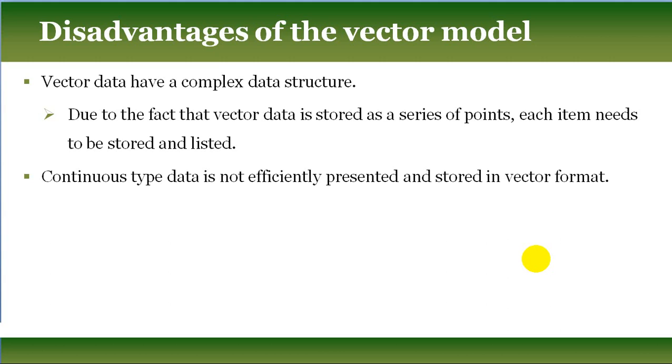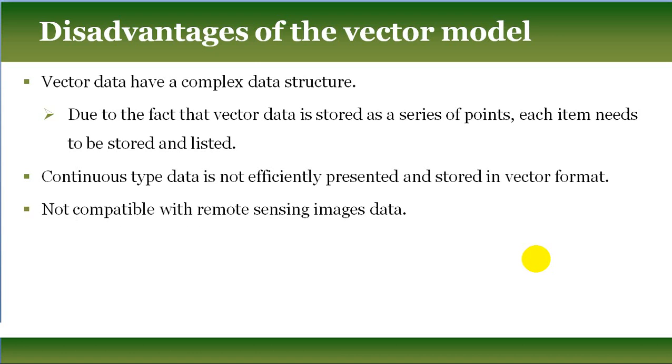Continuous type data is not efficiently represented and stored in vector format. As you know, raster data is more ideal for representing continuous data, but if you want to represent continuous geographical data using vector, this is not very suitable or appropriate. The vector data model is much more useful for representing discrete geographical data.